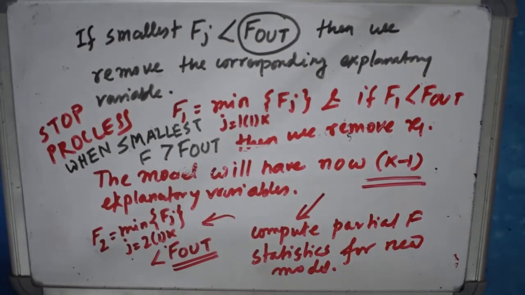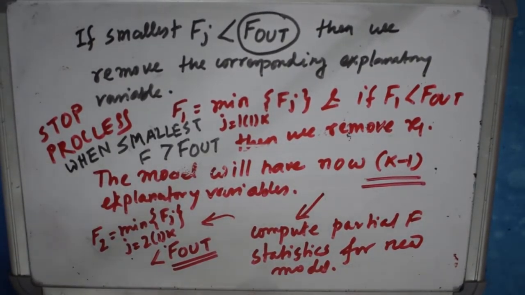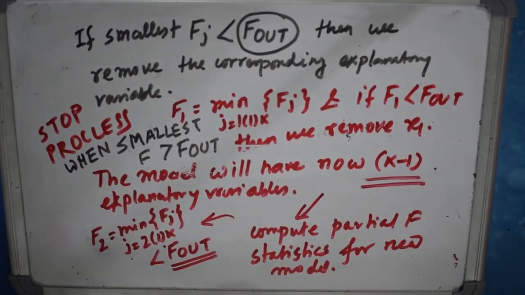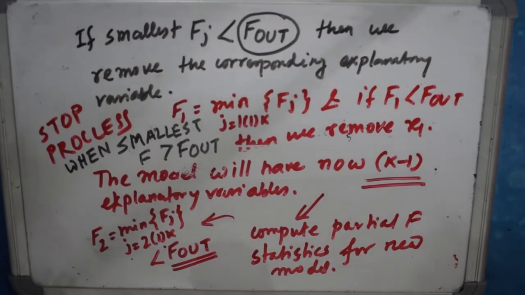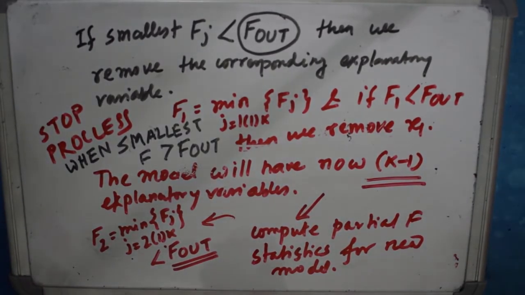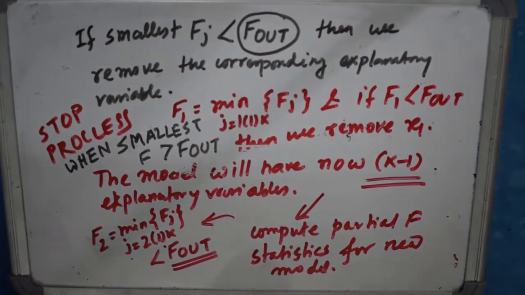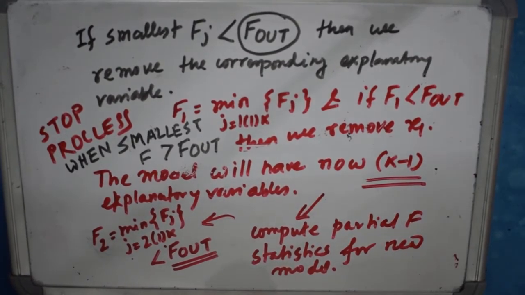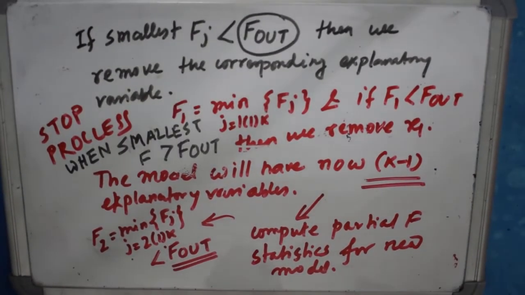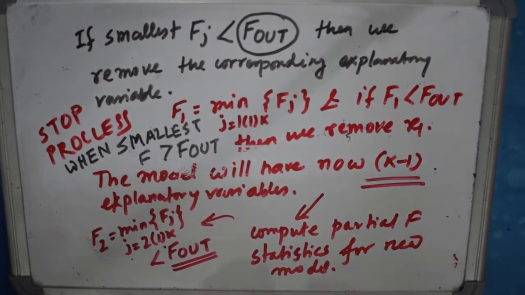So the process is, first we consider all explanatory variables, then compute partial F statistics for the k variables, and then find the minimum partial F statistic. If the minimum partial F statistic is less than F out, which is a pre-specified value, then we eliminate or remove the corresponding variable.